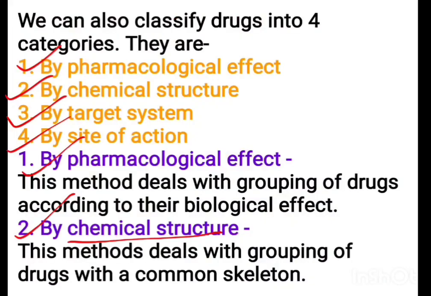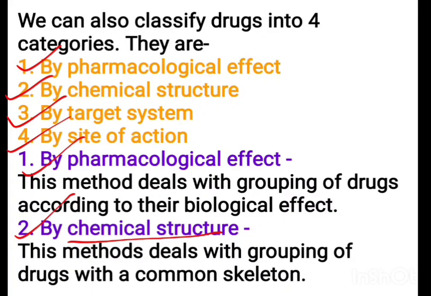Next one, we can also classify drugs into 4 categories. They are termed as by pharmacological effect, by chemical structure, by target system, by site of action. By pharmacological effect, we can say this method deals with grouping of drugs according to their biological effect, because all drugs or medicine, we can say medicine, do not have the same properties, the same biological effect.